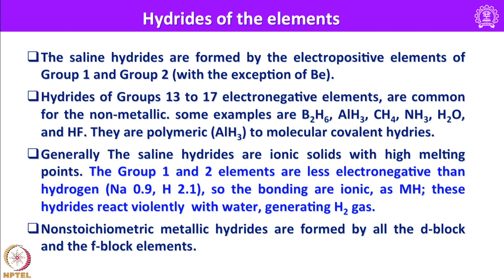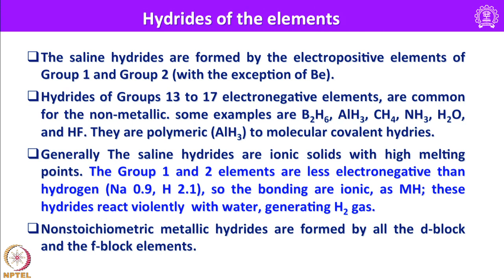Hydrides of group 13 to 17, that is electronegative elements, are essentially covalent in nature. For example, if we look into diborane B2H6, aluminum hydride AlH3, methane CH4, NH3, H2O and HF, they are all covalent species, whereas aluminum hydride is polymeric and the rest of them have covalent or polar covalent bonds.